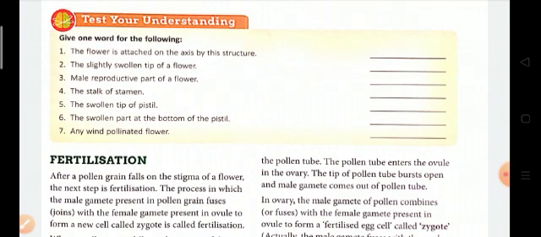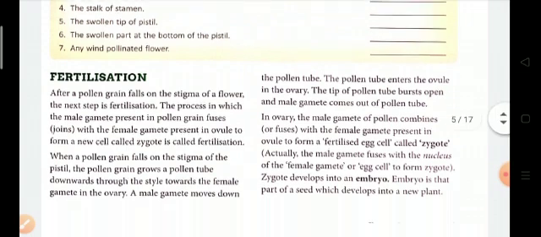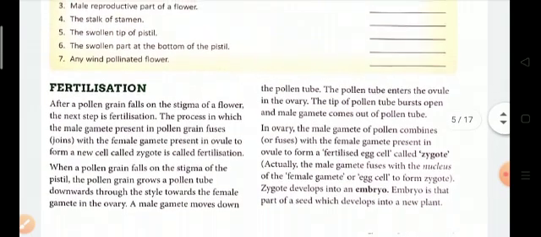Fertilization. After the pollen grain falls on the stigma of a flower, the next step is fertilization, the process in which the male gamete present in the pollen grain fuses with the female gamete present in the ovule to form a new cell called zygote. The zygote is a diploid (2n) cell.